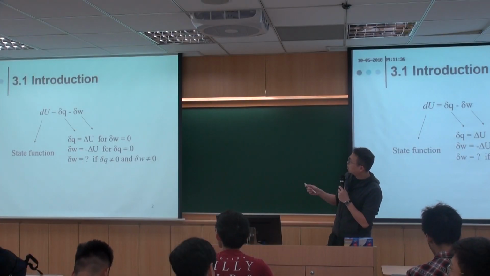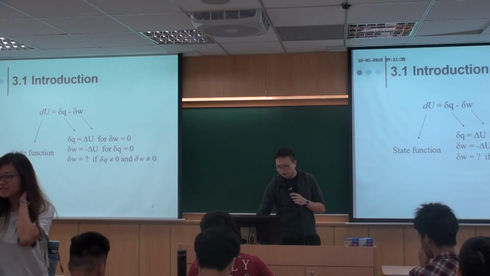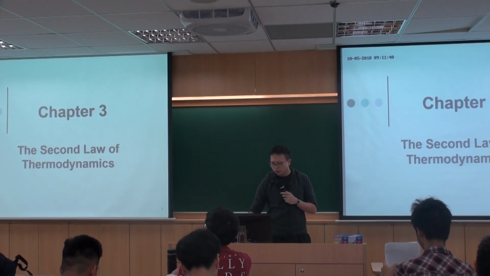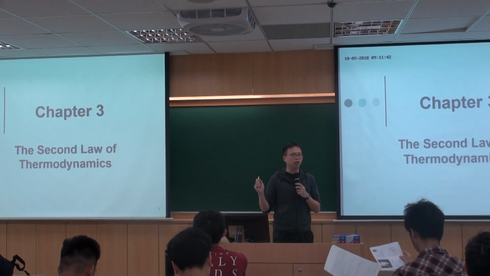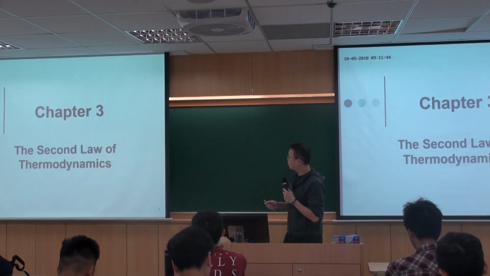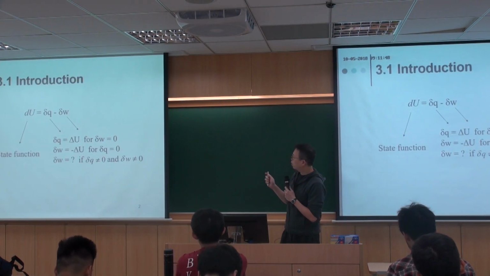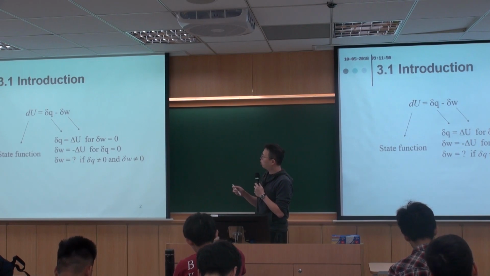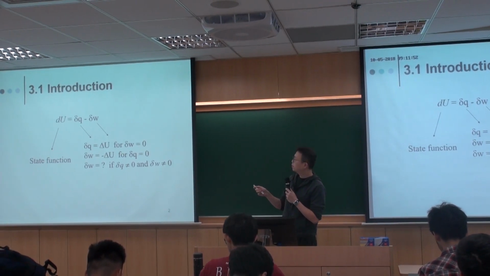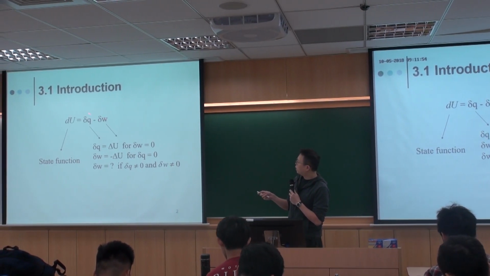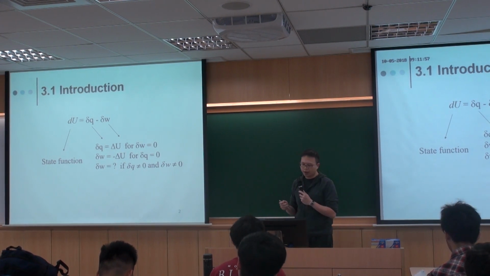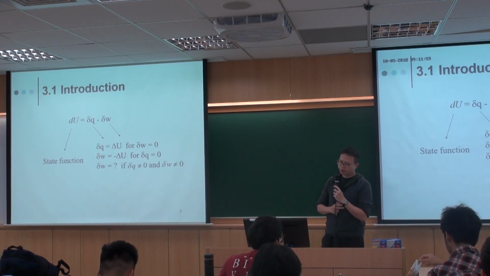So last week we started chapter 3, and we wanted to talk about the second law of thermodynamics. The reason why we wanted to go through the second law is because we want to figure out what will be the maximum work that a normal process can do.